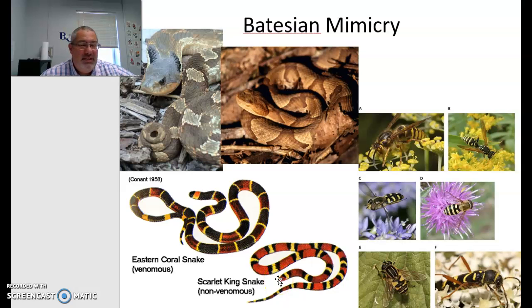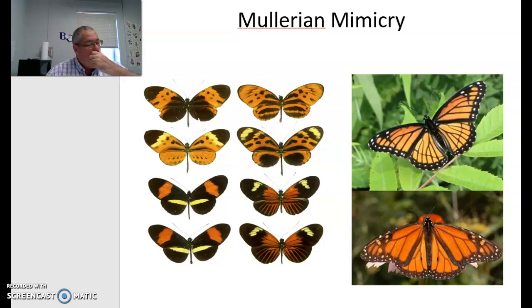So, Batesian mimicry, a harmless animal mimics one that can cause harm. Poison, painful sting, or something like that. That's called Batesian mimicry. Mullerian mimicry has primarily only been documented from butterflies. So one butterfly mimics another that does not taste very good, doesn't have a good edibility.